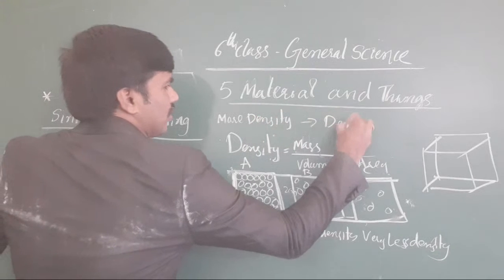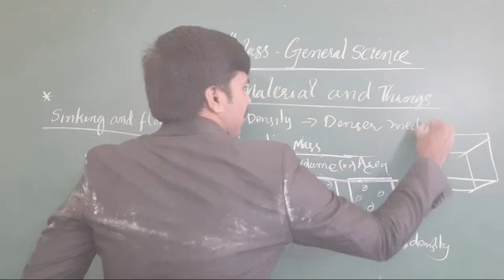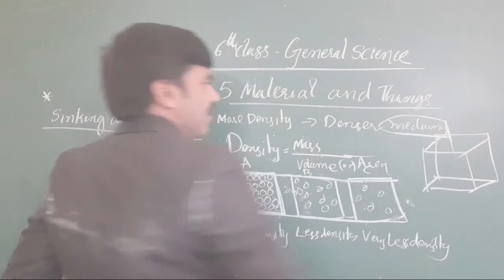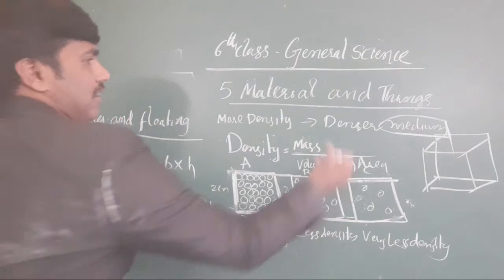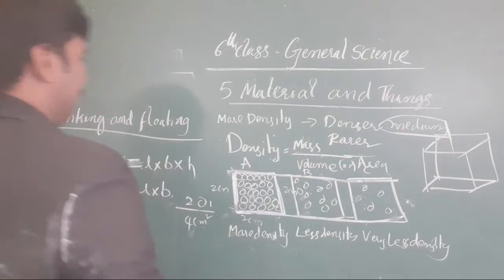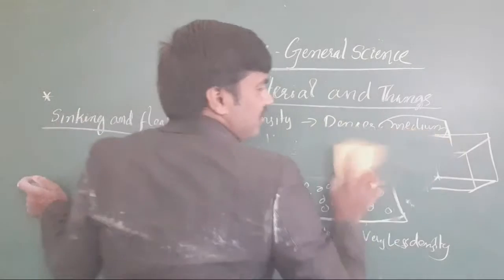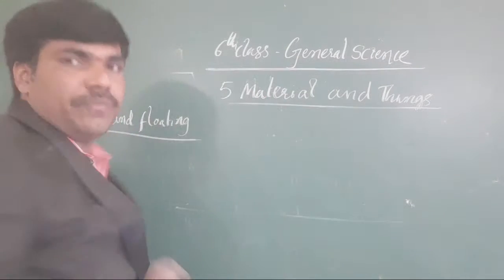It is called what? Yes, denser media, denser medium or denser material. Okay, now less density is called rarer. Less density is called rarer medium. Understood, all the students? This is only about the density. I hope you understood.